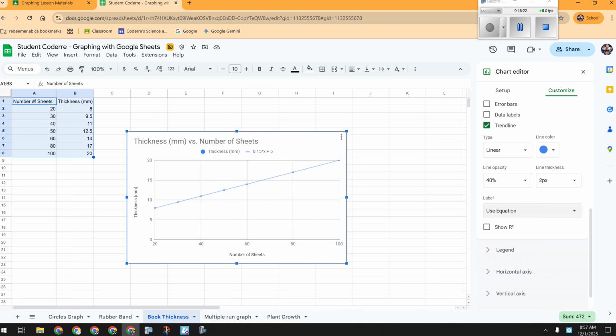So at this point, your graph is complete. It has everything on it that you need.